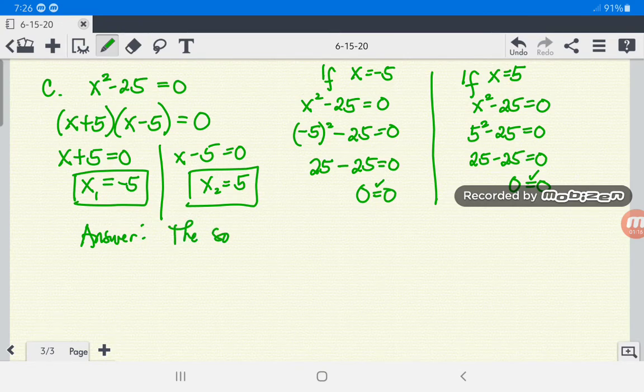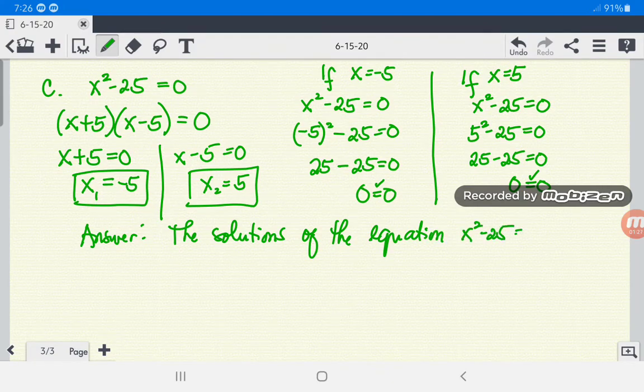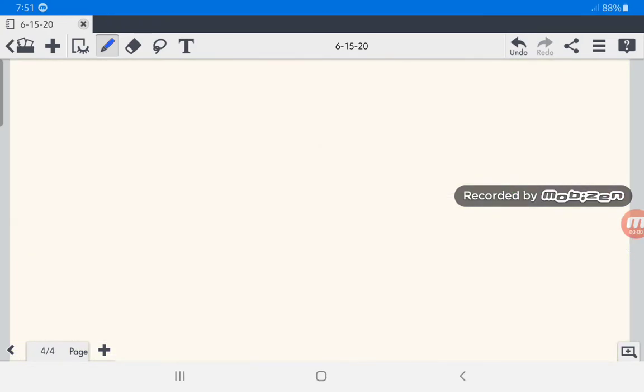the solutions of the equation x squared minus 25 equals 0 are x equals negative 5, or x is equal to positive 5. Okay, letter D. Let's say we have x squared equals 2x.